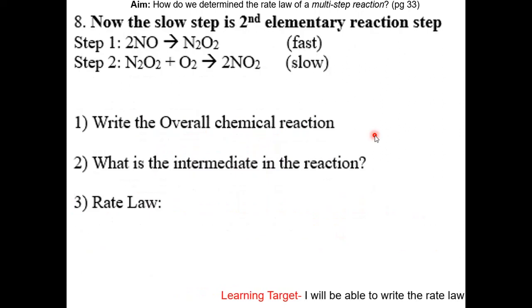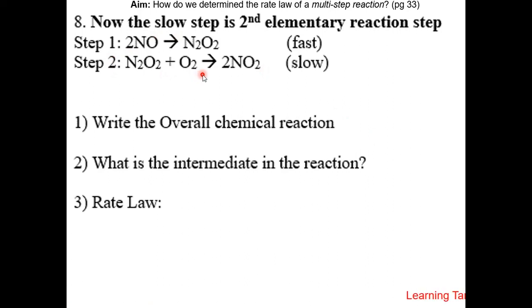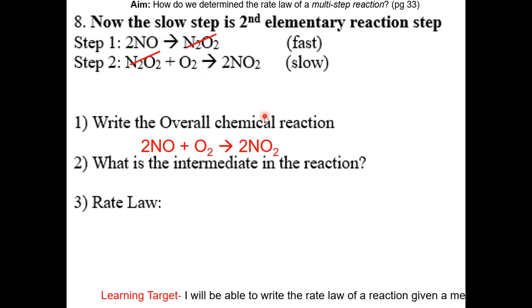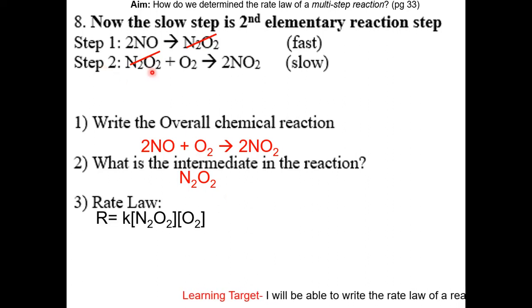For question 8, notice that the slow step is the second step in the mechanism, not the first. Let's first write the overall chemical reaction and combine step 1 and step 2. N2O2 is cancelled out, so N2O2 is the intermediate in this reaction. The rate law is still based off the slowest step in the mechanism, which is step 2. Notice that N2O2 is included in this rate law.